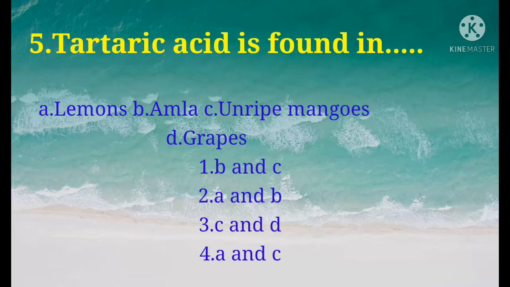The compound occurs naturally in many plants, particularly in grapes, bananas, unripe mangoes, and tamarinds. It is also one of the main acids found in wines. The answer is C and D, unripe mangoes and grapes.